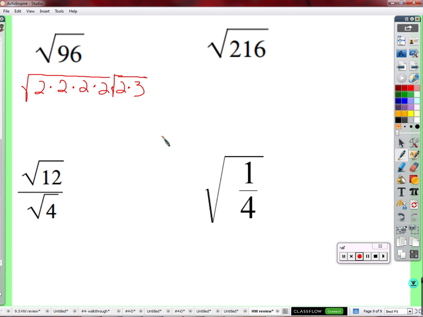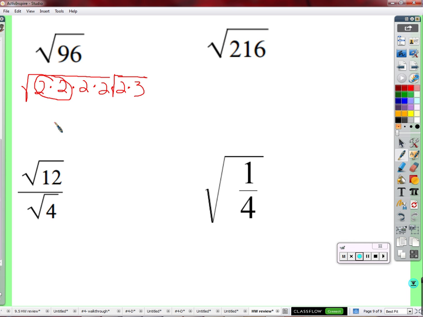And what's left in here? There's not really anything useful to come out of that. So I'm looking at 2 times 2 times 2 times 2, which is 16. The square root of 16 is? 4. Notice that every time I have a pair of 2's, this makes sense.